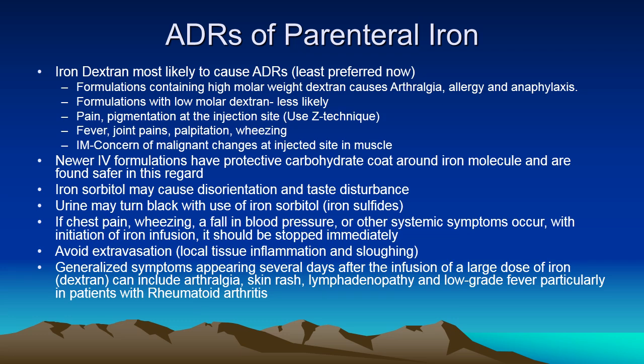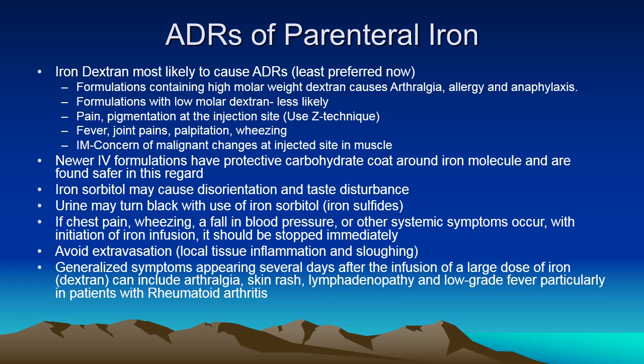Iron sorbitol may cause disorientation and taste disturbance. Urine may turn black when iron sorbitol is used, and the patient should know it. If chest pain, wheezing, a fall in blood pressure or other systemic symptoms occur with initiation of the iron infusion, it should be stopped immediately, and one should take precaution to avoid extravasation, where the IV iron comes out of the vein and causes local tissue inflammation and sloughing.